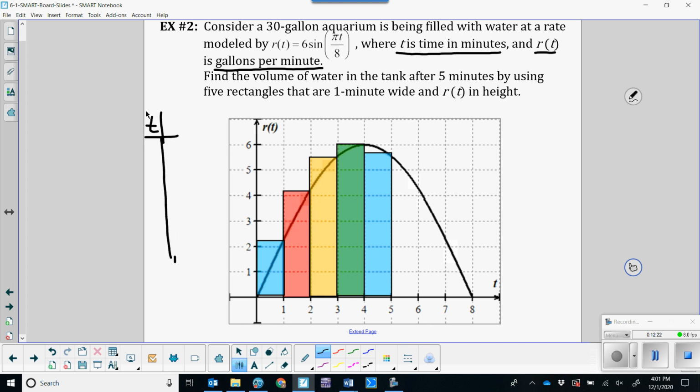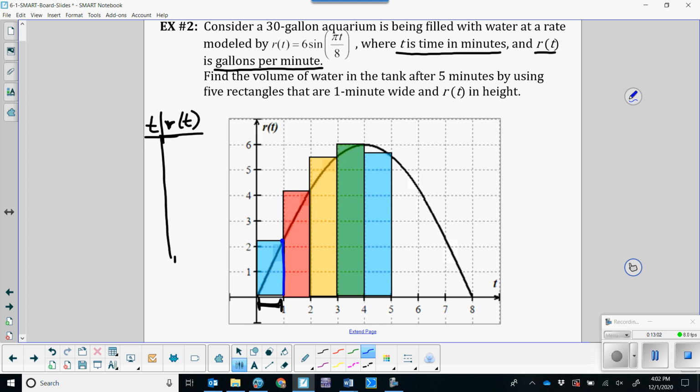So we're going to do this for, well, I'll show you in a second. And then we have R of T, which is our function. And so what we're going to do is we're going to need to find the area of each of these rectangles. Well, if we look, each rectangle is 1 unit wide. So if we want to figure out the area of the rectangle, I'm simply going to take 1, that's the width, times the height. Well, the height is the function evaluated at 1.